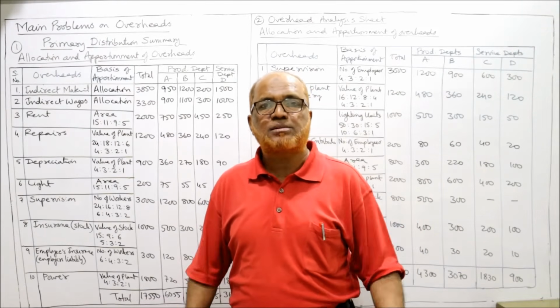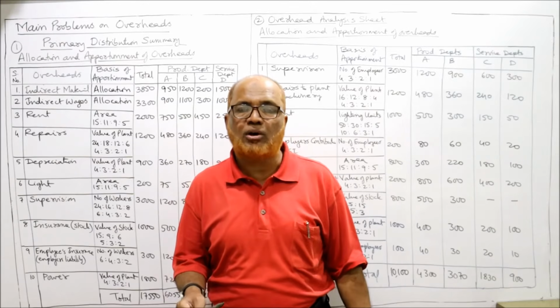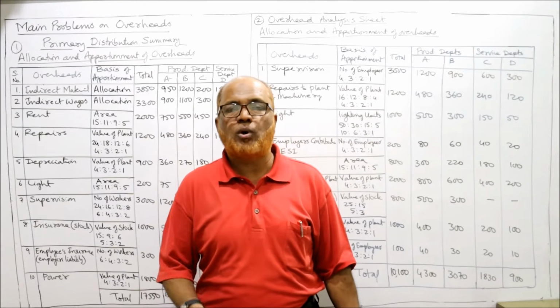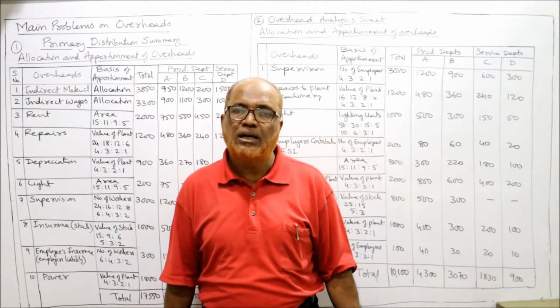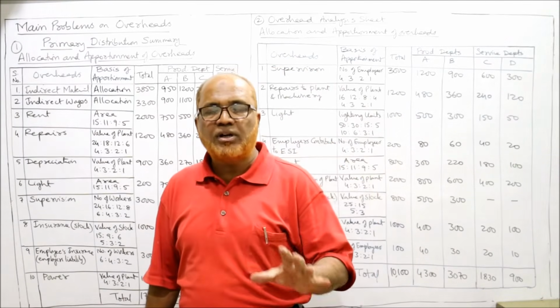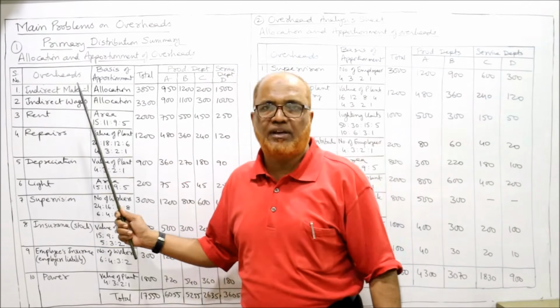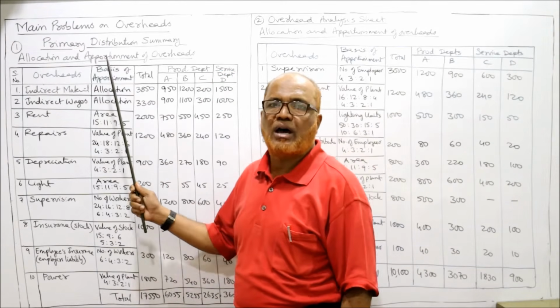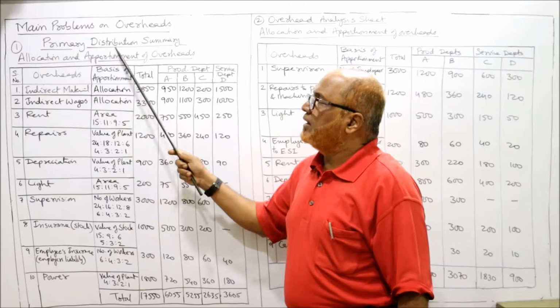So I have given the explanation regarding how to apportion, on what basis we have to apportion every overhead among all the departments. Now the presentation. What the solution presentation will be is given here. Now you see carefully how I have presented. Primary distribution.